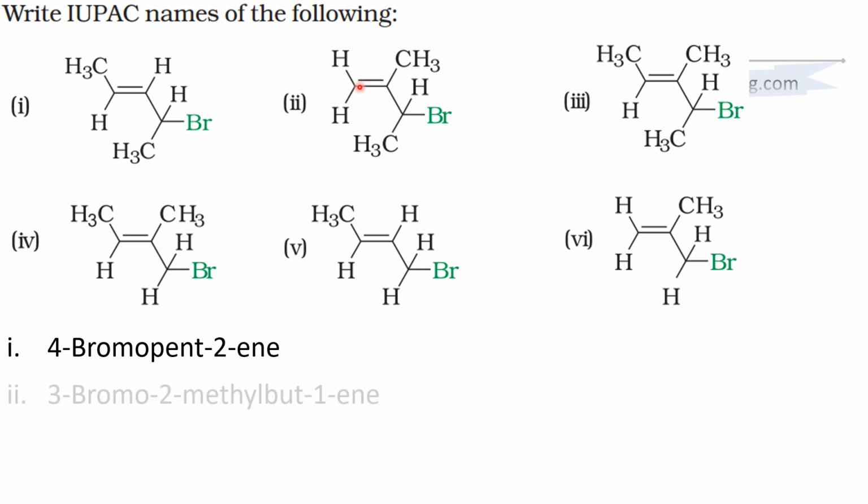but-1-ene. So let us see. 3-bromo-2-methylbut-1-ene. Clear. Now going into the third one.